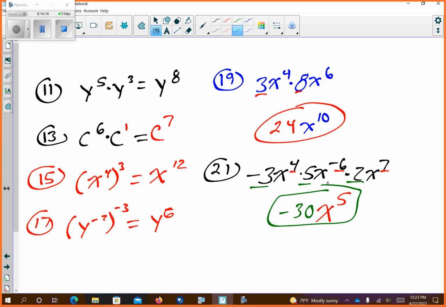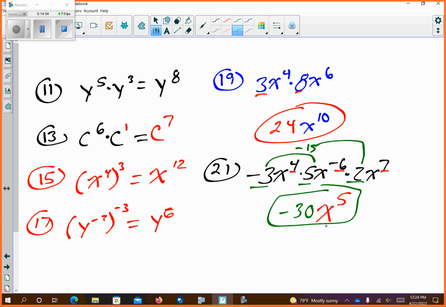Hold on, what do we do with the negative 3 and positive 5 here too? Multiplied. I multiplied here to get negative 15. And then I took negative 15 times 2 to get negative 30. So I was like, I'm so smart. I did.